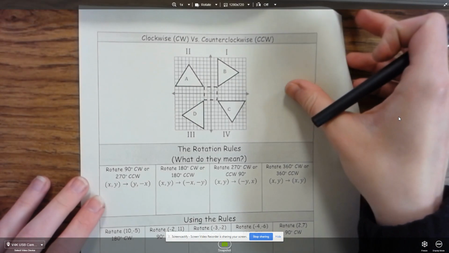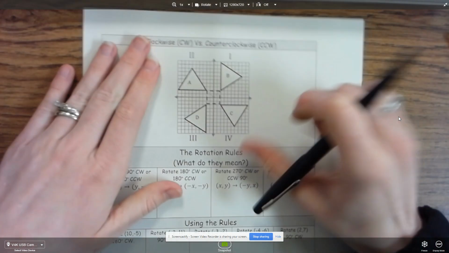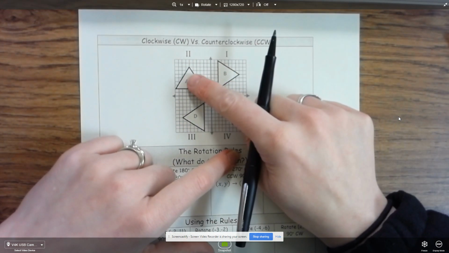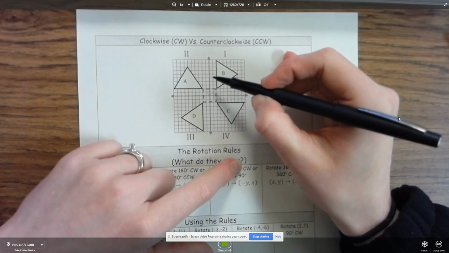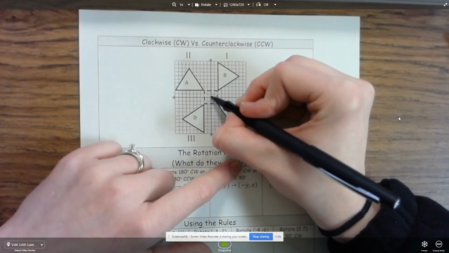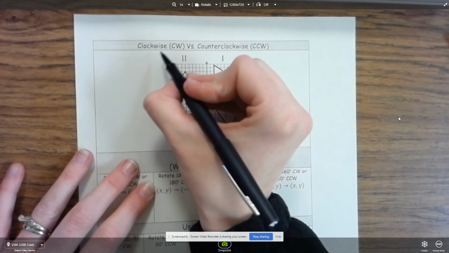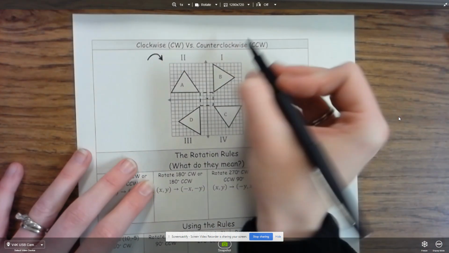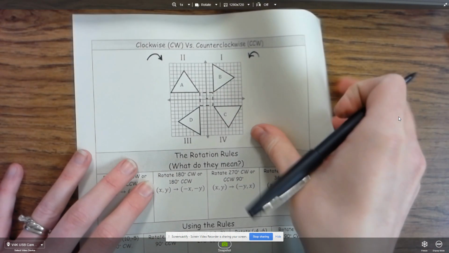This video is for rotations, again, using the algebraic rules. So here's a coordinate plane, and it's showing you how they have rotated the figure through all the rotations here. And so you can see how the point stays in the same relative position to the origin. And so remember that clockwise is if I rotate this direction, counterclockwise is if I rotate that direction.